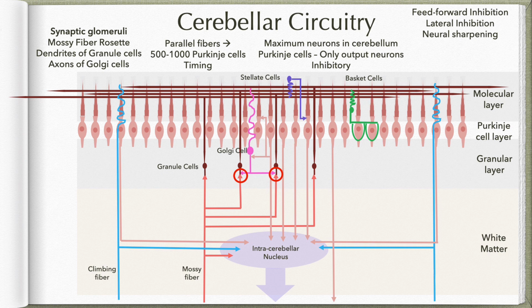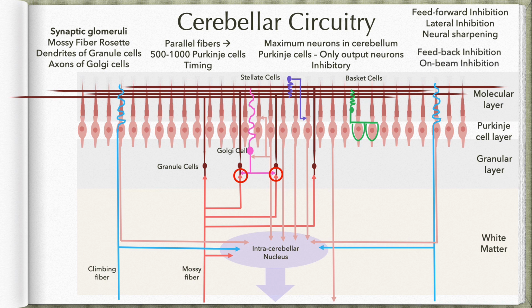Then we have feed-forward inhibition done by both stellate cells and basket cells. They will allow only the central microzone of active Purkinje cells. The Purkinje cells on either side will be inhibited by these stellate and basket cells, known as lateral inhibition. So this will result in neural sharpening. Only that central microzone will be excited, and the surrounding cells will be inhibited. That's resulting in neural sharpening.